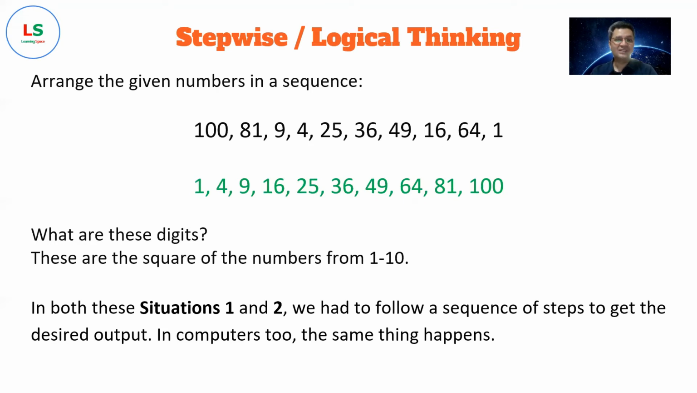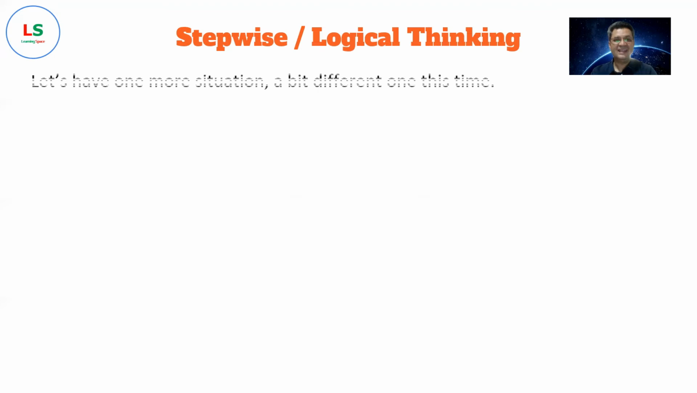Okay, in both these situations, 1 and 2, related to the numbers, we had to follow a sequence of steps to get the desired output. In computers too, the same things happen. Let's go with another one.